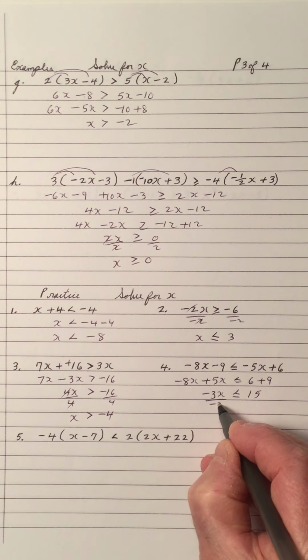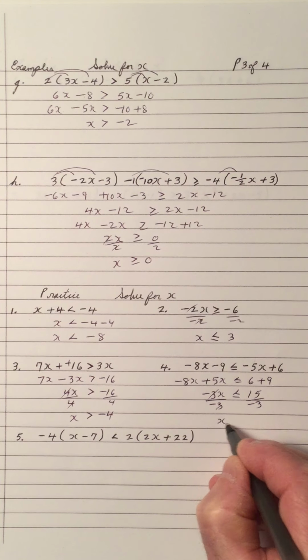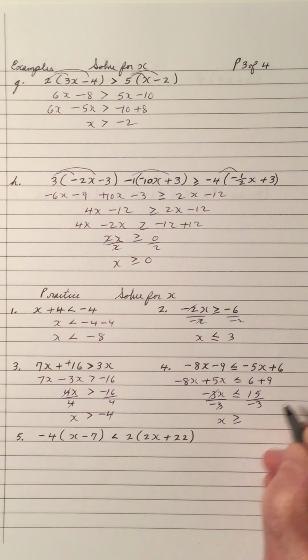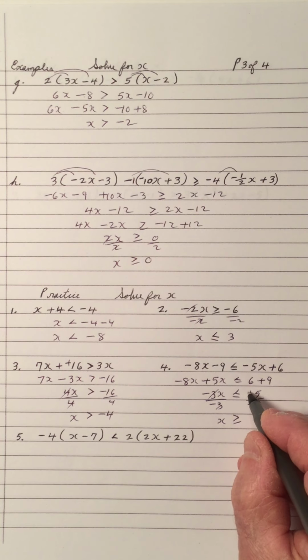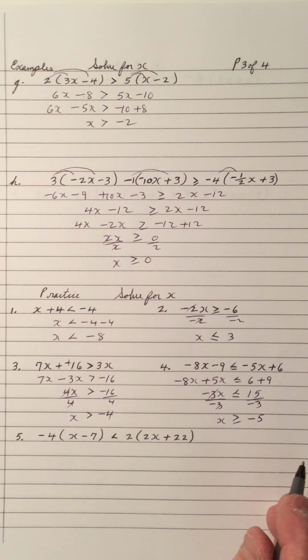And divide by negative 3. They cancel to give me 1x. I divide by a negative, so that becomes greater than or equal to. And it's a negative 5. Positive divided by negative is negative. 15 divided by 3 is 5.